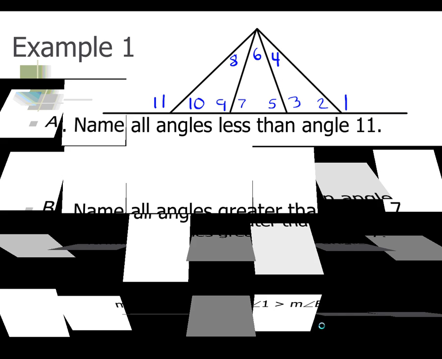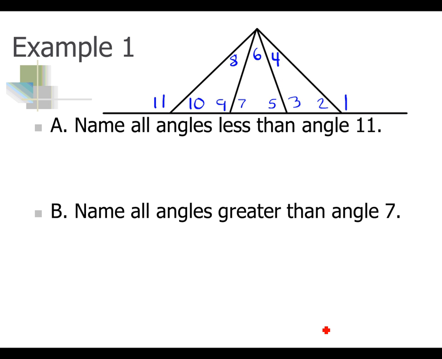So here's an example using this idea. We have a larger triangle with angle 1 and angle 11 being on its exterior, and then within that I have drawn two segments to create three smaller triangles. And on part A, we are going to name all angles less than angle 11.